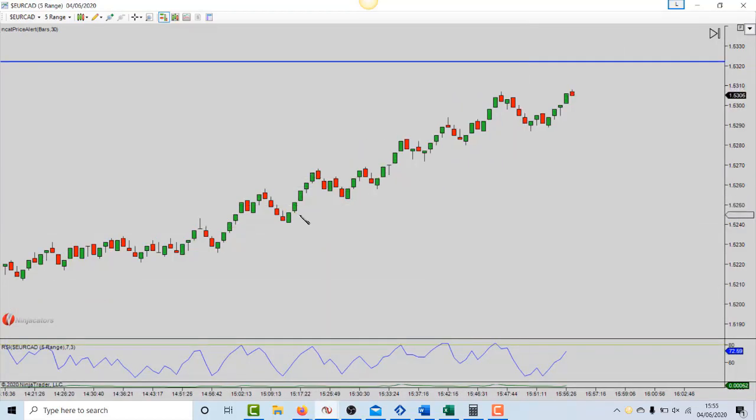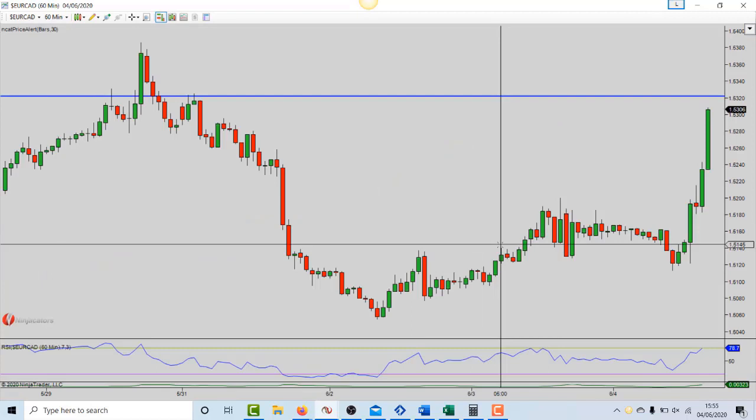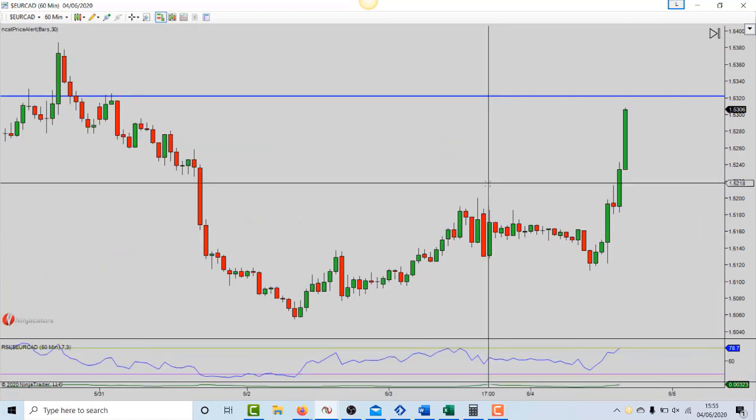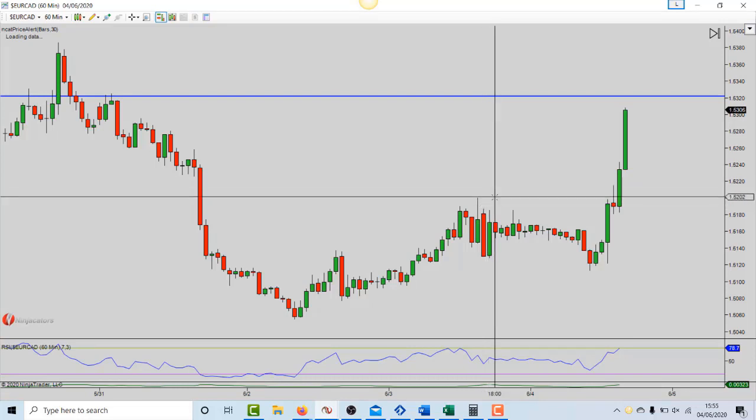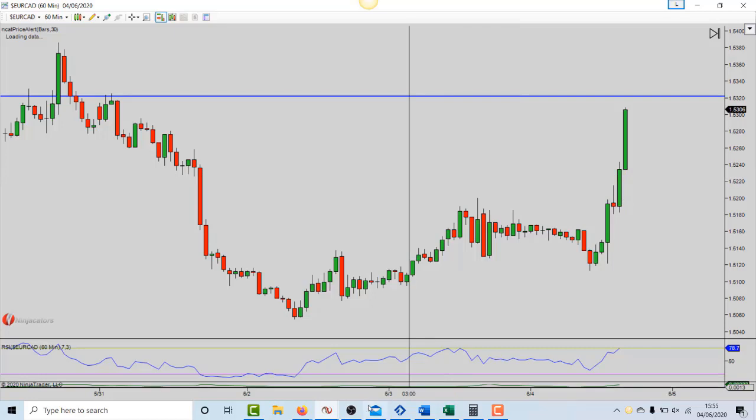Okay guys, in fact before we do that, let's look at the 60-minute. Very, very directional here, guys. Drop down to the 5 range. This type of movement is perfect for the 5 range trading. And we look at the trend, we enter in, and then we play for those targets. Just got to wait for the 5 range to come back up.